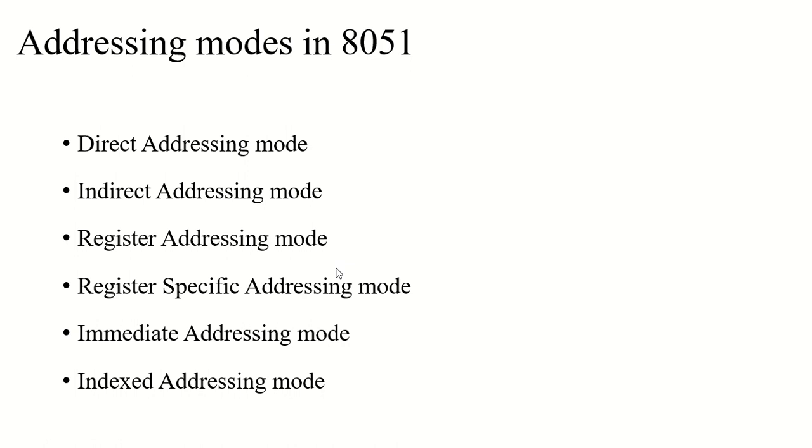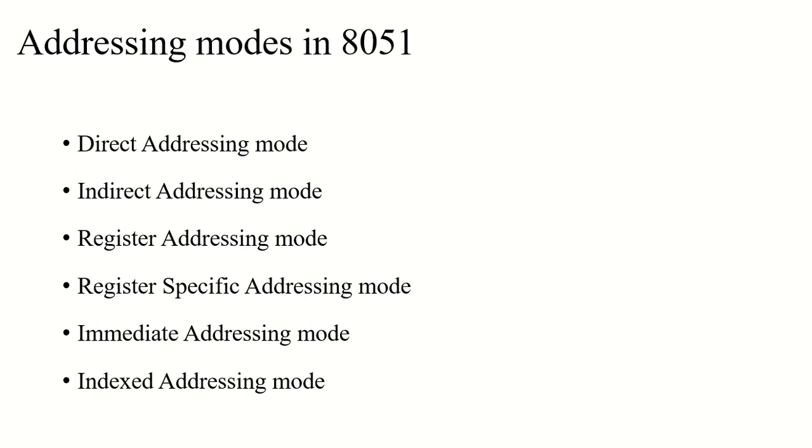After that we have the indexed addressing mode. In the indexed addressing mode, only the program memory can be accessed, and the program memory can only be read. This addressing mode is preferred for reading lookup tables in the program memory. Either the data pointer or the program counter can be used as an index register. In jump instructions as well, this addressing mode is very useful. Whenever you want to execute a jump instruction, this is going to be useful the most.